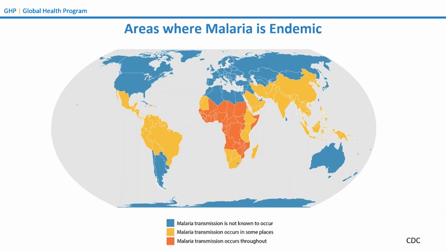This is a map of areas in the world where malaria is endemic, and you can see that it's endemic in a lot of the countries where you'll be traveling, whether it's in South America, Africa, Southeast Asia, or South Asia.